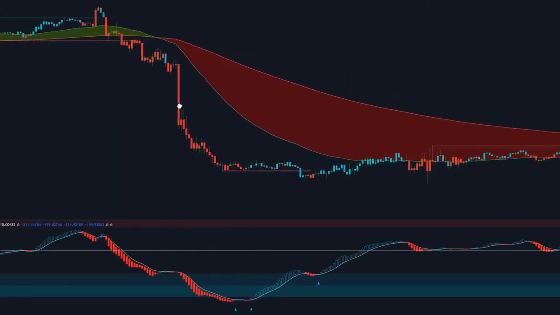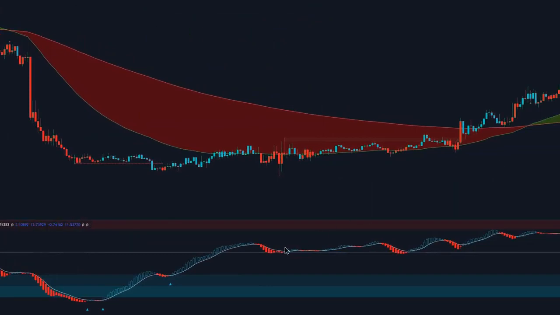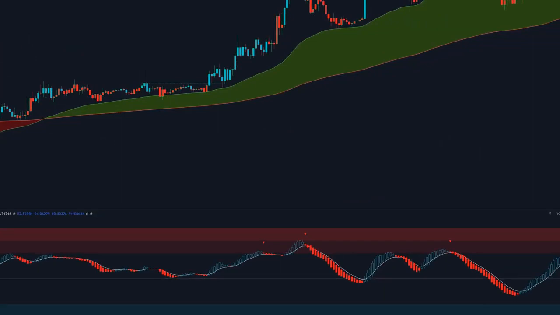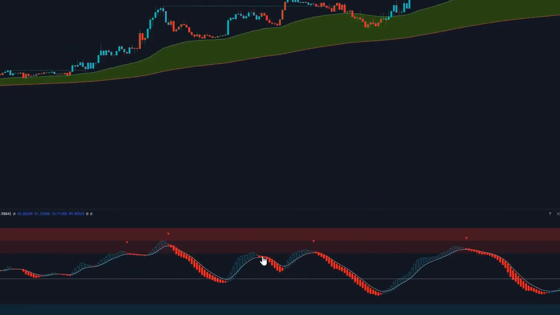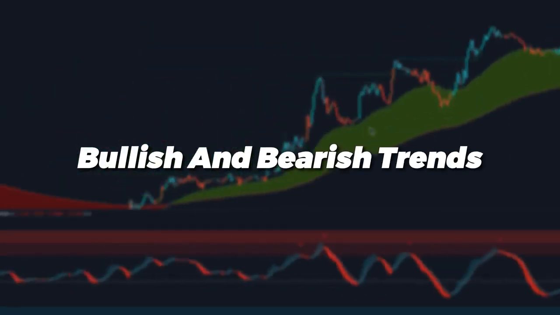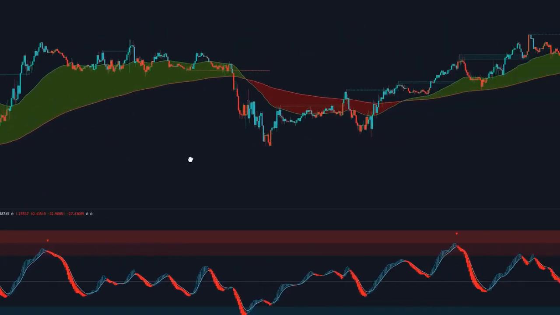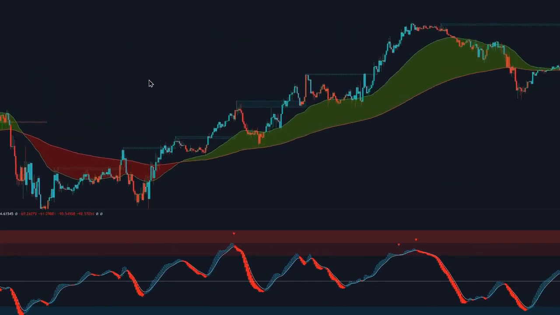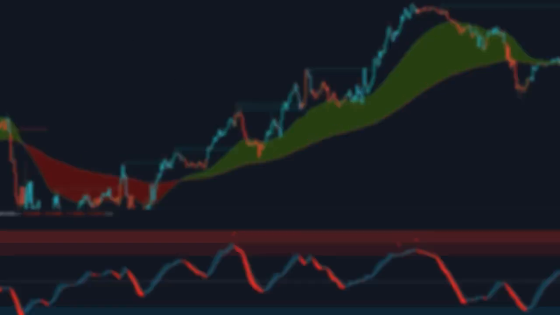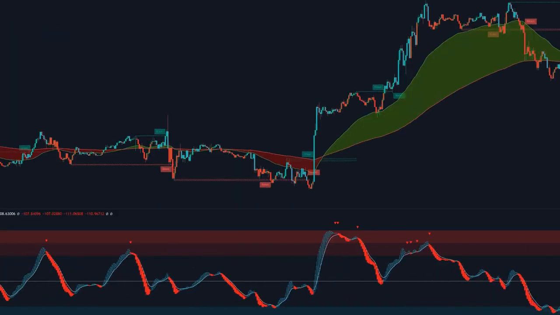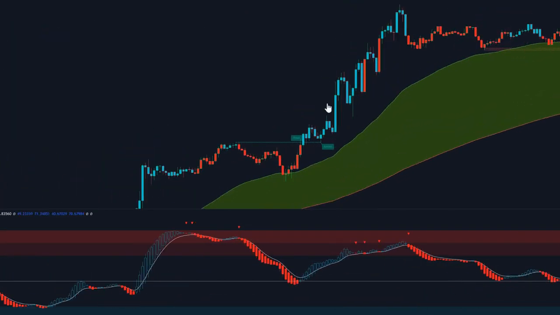Now, how we're gonna combine these 3 indicators is that the standardized MACD is gonna be giving us the buy and sell entry signals based on the crossovers between the signal line and the Heikin-Ashi candles. The EMA Trend Cloud is gonna be used to identify bullish and bearish trends in the market, and also to ensure that we're only gonna be trading in the direction of market trend. Then finally, the break and retest indicator is gonna be used to identify breaks and retests in the market. Now, without wasting any more time, let's go over the conditions for entering trades using this strategy.